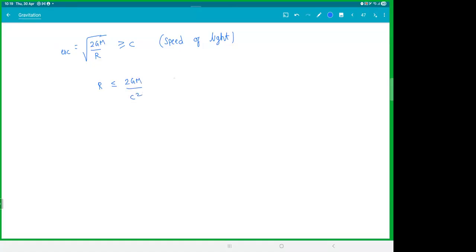This is called the Schwarzschild radius. So that's the German scientist's name. Schwarzschild radius. And this is the condition for a black hole. So if a star reaches this radius, 2GM by c square, where M is the mass of the star and c is the speed of light, you get a black hole. Simplistic way of saying it, but yeah, this makes sense, kind of.